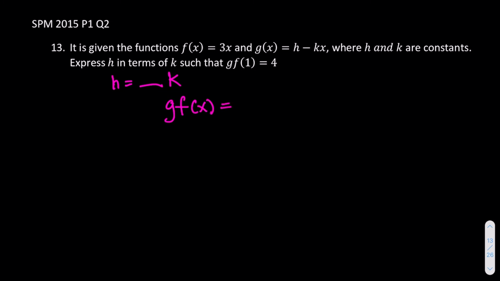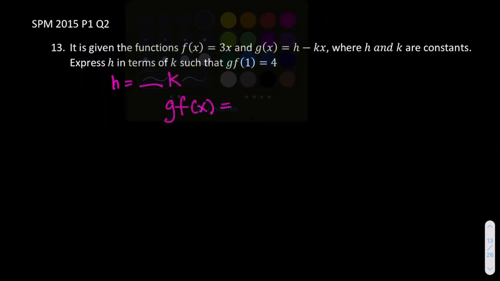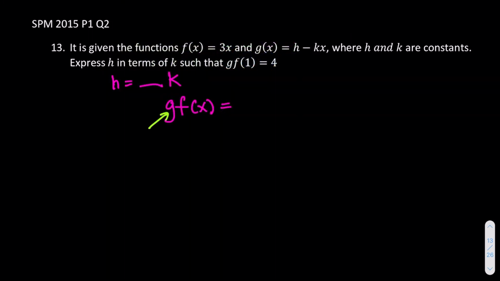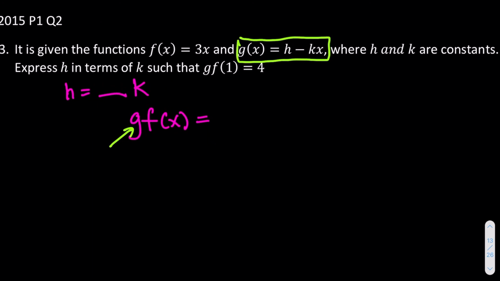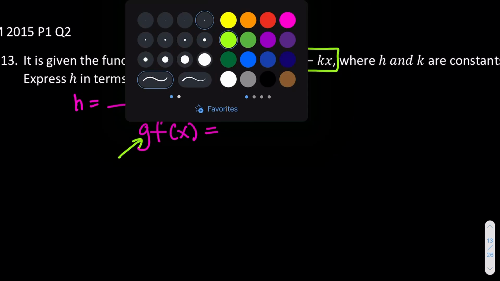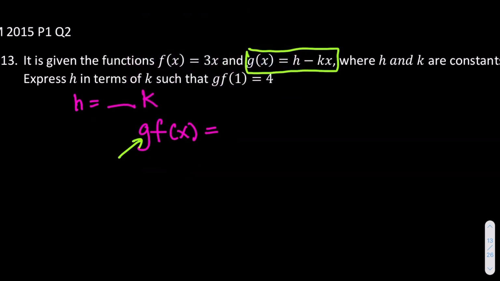So again, how to do? We go for the function g first. We look at g, and all of the x is no longer unknown. The x now becomes f of x. So we try to do it now. We have h minus k f of x.